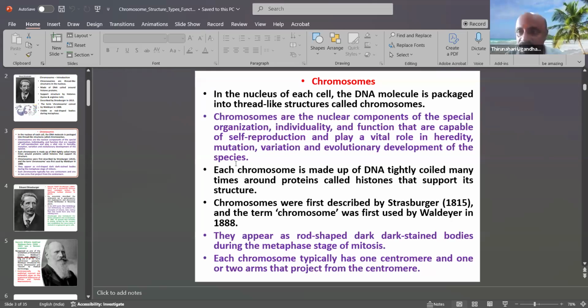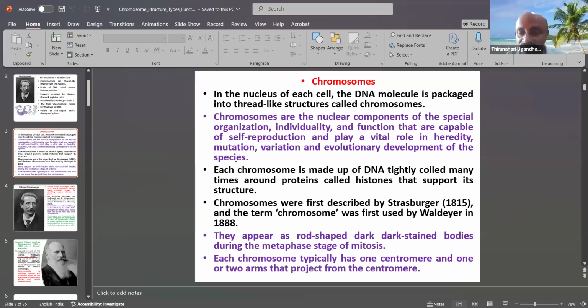That is called origin. Then that origin must take place in the chromosome structure, chromosome activity, and also what are called nucleotide arrangements. These nucleotide arrangements are different in different types of organisms. That is called evolutionary development of the species. Each chromosome is made up of DNA tightly coiled many times around proteins called histones, which support the structure. Histone proteins and non-histone proteins are both important components of the chromosomes.